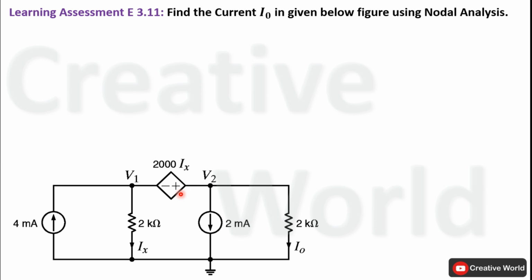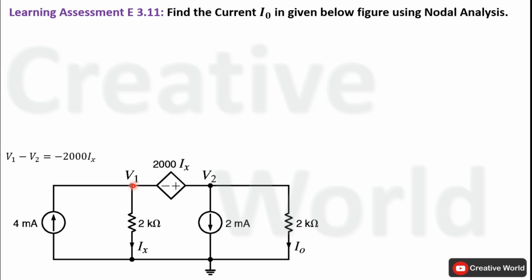So first of all, we have to make a supernode on this point, and in order to make a supernode, we have to merge this voltage source to either this node or this node. For the merging of this voltage source to any node, we will write the potential difference equation of these two node voltages. We are considering that V1 is on higher potential than V2. So the potential difference between these two nodes will be equal to the voltage across this dependent voltage source.